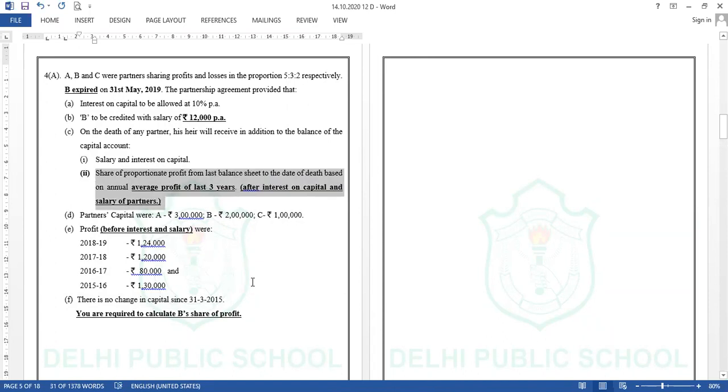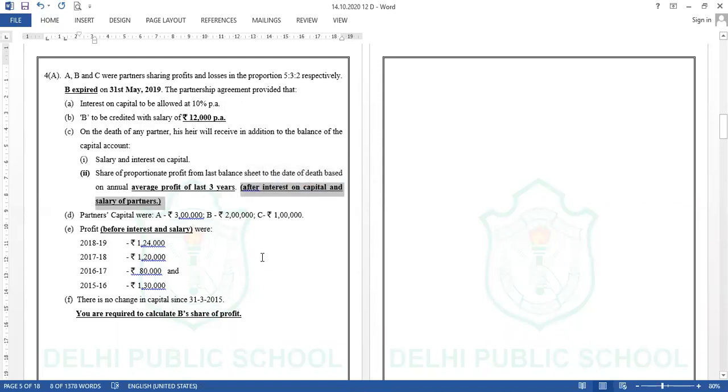Share of proportionate profit from the last balance sheet to the date of death is based on the annual average profit of last 3 years. अब यहाँ बच्चे गलती करते हैं. The mention over here is last 3 years, and you can see the profit is given to us of 4 years. तो बच्चे क्या करेंगे, डिवाइड बाय 4 करके चले आएंगे. तो यहाँ पे तो प्रॉफिट ऑफ लास्ट 3 years ही बोला है, तो 3 years का ही एवरेज करना है, राइट? 4th year का नहीं देखना. ओके, बट दिस प्रॉफिट हैज टू बी after interest on capital and salary.